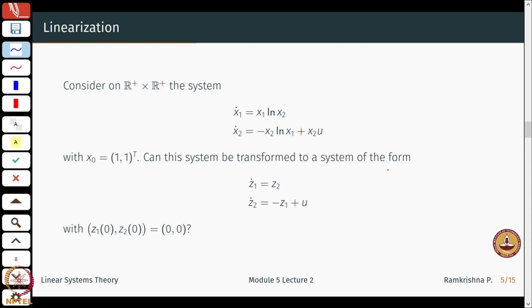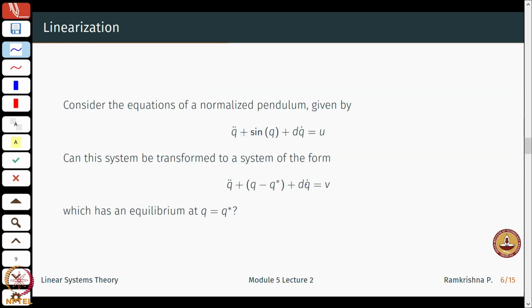If I start with this system in R2, x1 dot is x1 log of x2, and similarly x2 dot is minus x2 log of x1 plus x2, with some initial condition, this one. Now, can I say that this system is equivalent to this system? In a similar way, if I take a matrix A, then I do some P inverse AP with some similarity transformation, I would say that these two systems are similar to each other, that their eigenvalues are similar and therefore their stability properties and so on are similar. Now, can I say that this system and this system are the same?